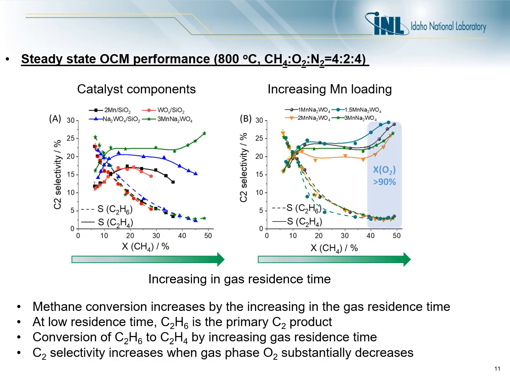Next, we're going to study the steady-state OCM performance at 800 degrees C over different OCM catalysts. Overall, both figures on the top show that methane conversion increases with increasing gas residence time in the reactor. Especially at a low residence time, ethane is the primary C2 product. The conversion of C2H6 to C2H4 occurs by increasing the residence time. C2 selectivity especially increases when the gas phase oxygen substantially decreases. Okay, therefore we can make a prediction.